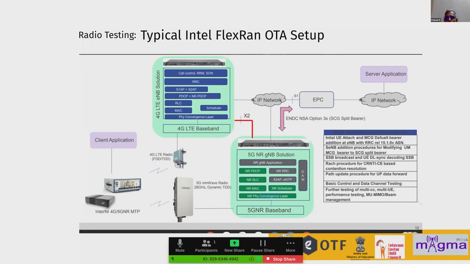And ENDC is the one which uses S1U and S1AP, which connects to the EPC. In this case, it is showing EPC, which means it is the 4G backend. So this is the NSA implementation, and the testing can be done for an application. When they connect, you will find that 4G and 5G new radio can be tested. And this is a typical FlexRAN, which is a product or a reference architecture provided by Intel.